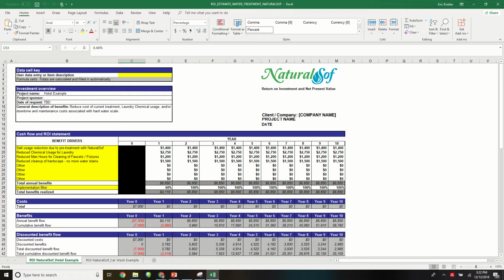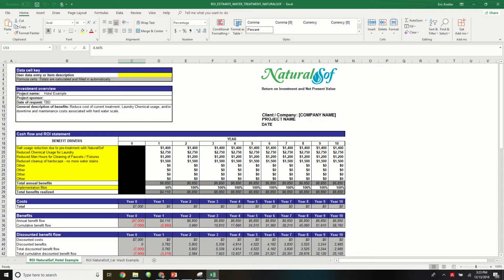Just to walk through a quick example, this is a hotel example, and you really want to just fill in the highlighted yellow cells. All you need to do is understand what your hard water issue is currently costing you. Are you using salt softeners, and how much is that investment? Chemical usage, man hours, and employee time to clean up and do preventive maintenance type of thing. And then you put that information in here.